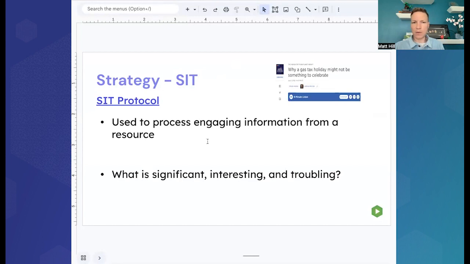There is this SIT protocol, where you can give the students an article that they have to read in class, and then they have to write down what is significant, interesting, and troubling about the article. Again, putting the onus on them to figure out, all right, how does this relate to me? What do I find significant? What do I find interesting? What is troubling to me about this article?